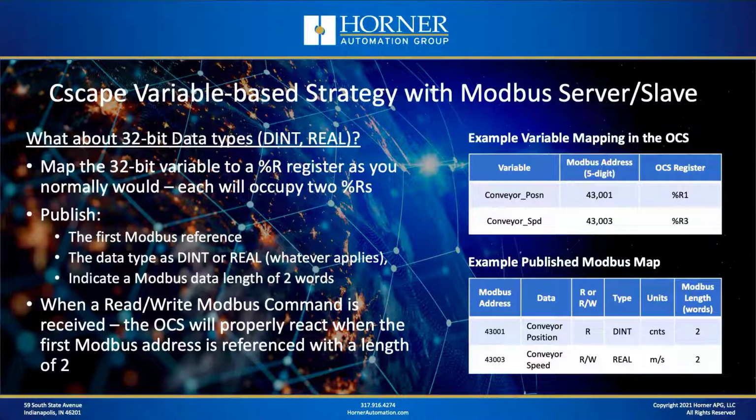So sometimes manufacturers get in trouble where they'll specify a 32-bit piece of data and then specify it as having a length of 1. Well, that's not correct for Modbus. For Modbus, it needs to have a length of 2 because length is always in words. So when the OCS is configured to be a Modbus slave, or a Modbus server in the case of Ethernet, and it receives a read-write Modbus command, it will properly react, and when the first Modbus address is referenced with a length of 2, it will return the proper value. So that's how 32-bit data can be handled.